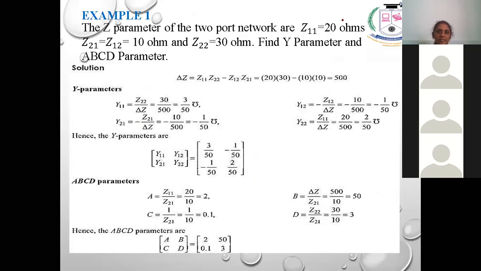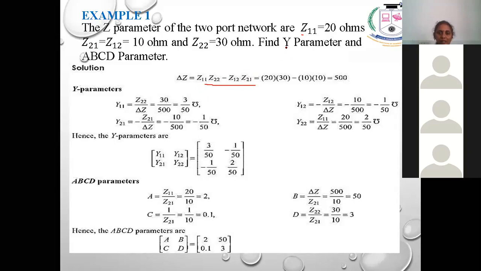The Z parameters of the two port network are given as Z11 is equal to 20 ohms, Z12 and Z21 are equal to 10 ohms, and Z22 is equal to 30 ohms. Find the Y parameter and ABCD parameter. So the Z parameter value is given, and you are being asked to find out Y and ABCD parameter. First find del Z value. This might be useful. Del Z is Z11 into Z22 minus Z12 into Z21.